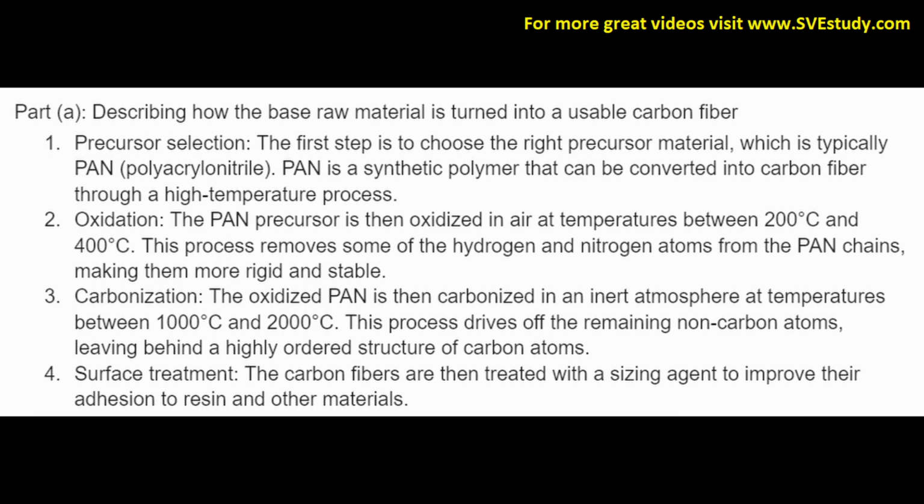A. Describing how the base raw material is turned into a usable carbon fiber. 1. Precursor selection. The first step is to choose the right precursor material, which is typically PAN, polyacrylonitrile. PAN is a synthetic polymer that can be converted into carbon fiber through a high temperature process.